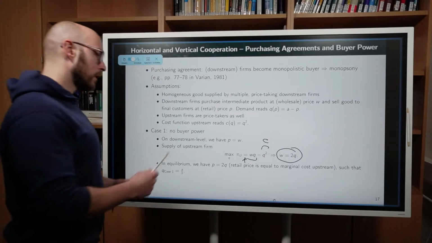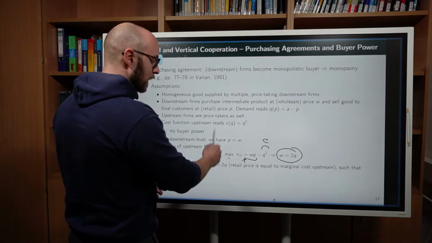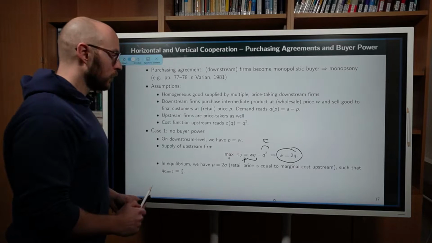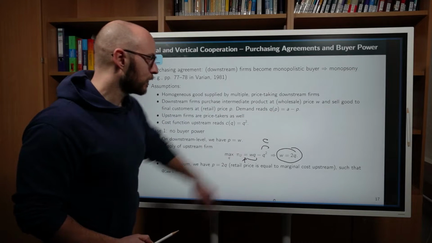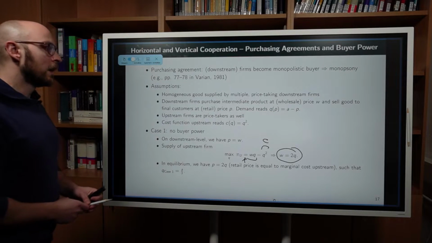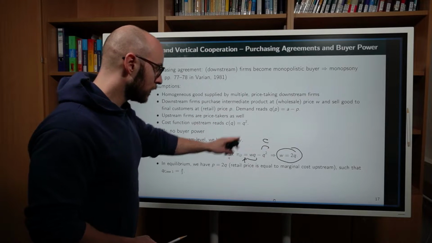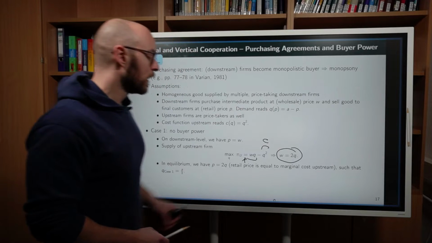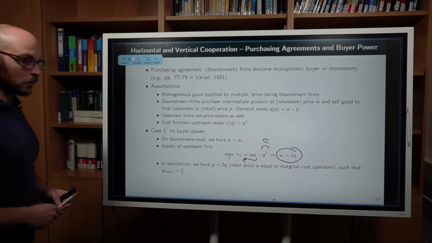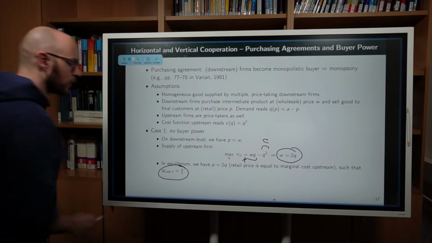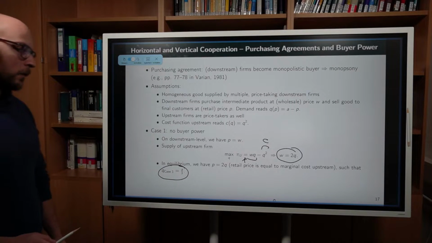Now, we know that in equilibrium P is equal to W. We have determined that W is equal to 2q, and we know based on our demand function that P is A minus q. Now we can say that A minus q is equal to P is equal to W is equal to 2q, so A minus q is equal to 2q in equilibrium. That means that our equilibrium output will be A over 3.